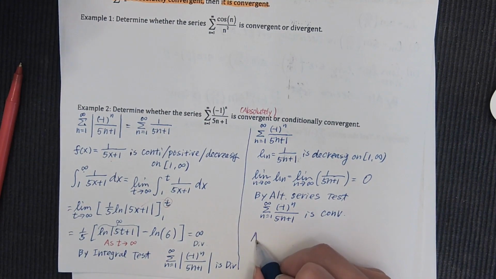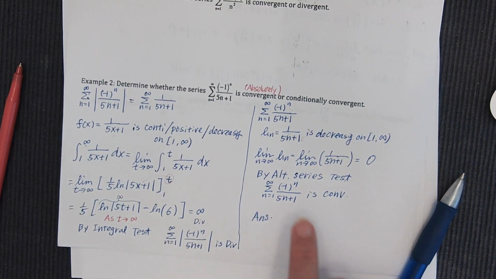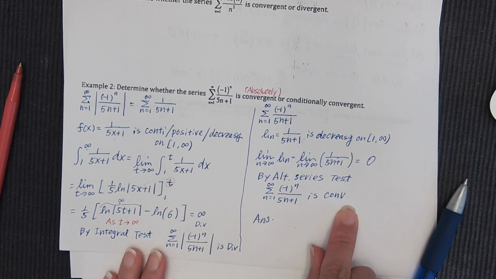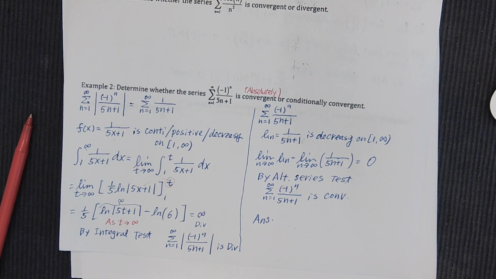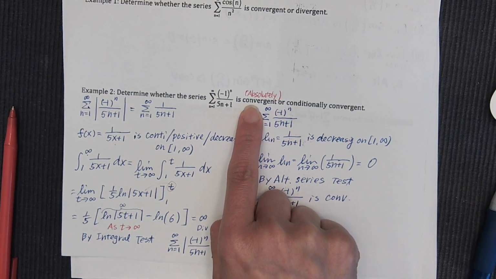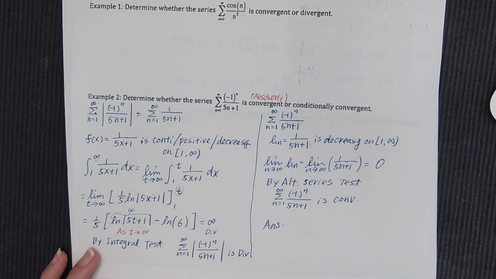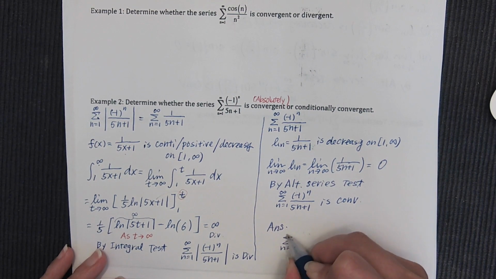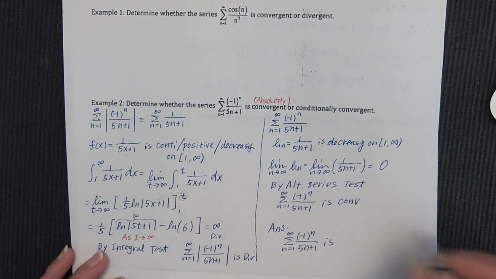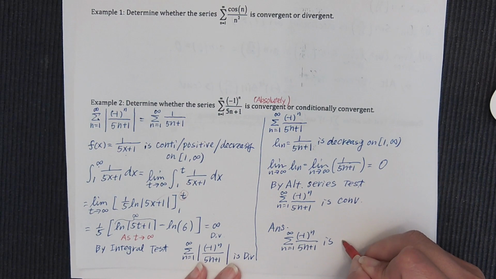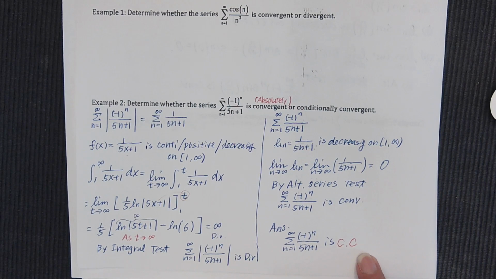Then what's the final answer? If I take the absolute value, it's divergent. But if I don't take the absolute value, it's convergent. So is it absolutely convergent or conditionally convergent? Which one is the answer? Conditionally convergent. So this series is what we call CC, conditionally convergent.